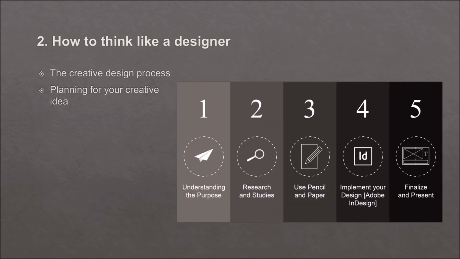The second point, it's about the design process itself. So the second point, how to think like a designer. And here we will cover the creative design process and how to plan for your creative idea. So we will talk about the 5 stages of the creative design process, from understanding the purpose, research and studies, sketching using pencil and paper, then implementing your design using Adobe InDesign, and the final stage, finalize and present.